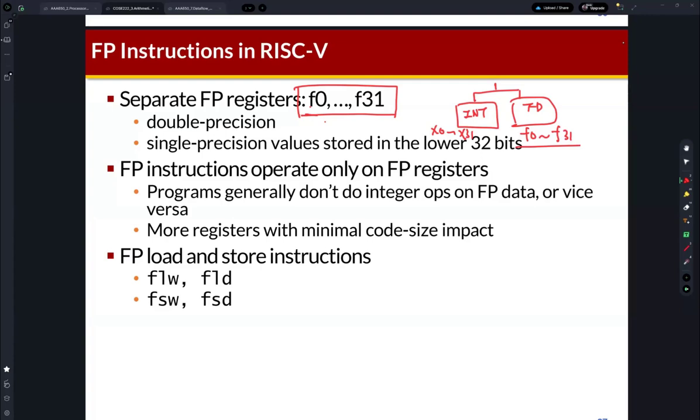And then RISC-V also includes the instructions that handle floating point numbers. For example, for a load instruction, the destination needs to be a floating point register. So we need to use FLW or FLD. Also, the store instruction is the same. If we add the F in front of the instruction, it means a floating point instruction.